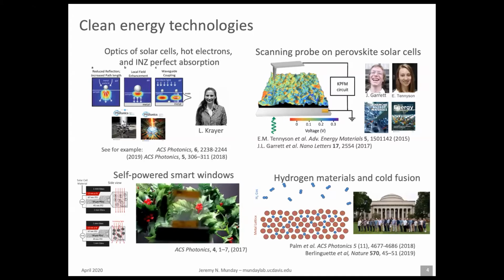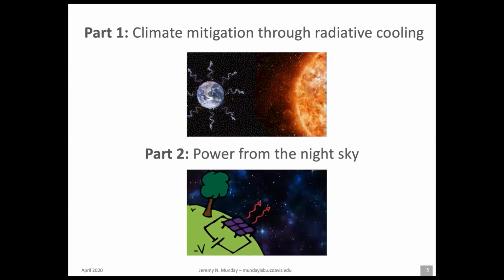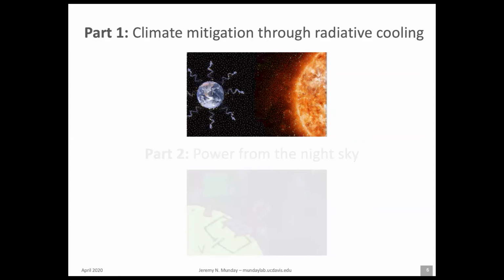So these are things that I'm not really going to talk about today. So what am I going to talk about? Well, I'll talk about how we're using optics again, one in order to try to mitigate climate change through radiative cooling, and another one for providing power from the night sky. So let's start off with the first one.